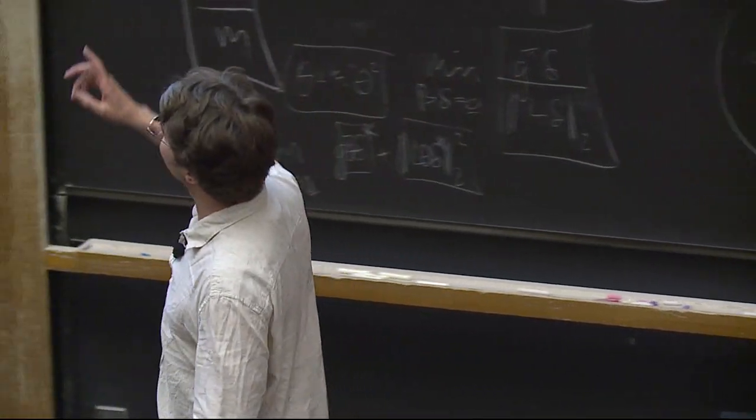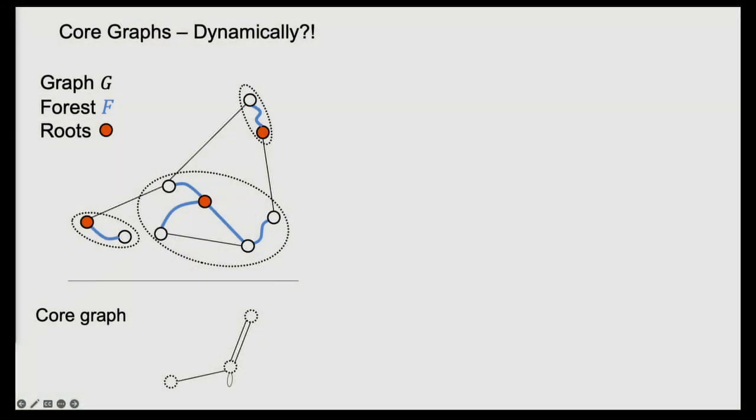Okay, let's talk briefly about this picture of contracting forest components, right? So here I have my graph. I have a forest shown with blue edges, and I have root vertices. Okay? And now in the contracted graph, each of those connected components gets contracted into a vertex.